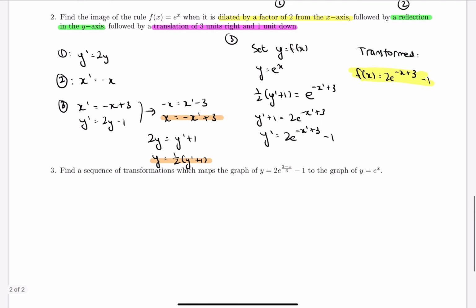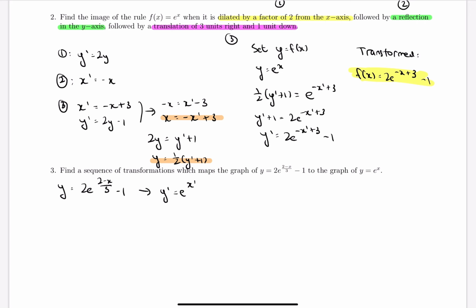So we want to find a sequence of transformations which maps that function to the graph of your original function, which is like y equals e to the x. All right. So how do we approach this? The thing that you're transforming to gets the primed coordinates. The things that you're transforming from gets the non-primed coordinates. So we write it as y equals 2e to the 2 minus x over 3 minus 1, and that's being transformed to y prime equals e to the x prime.